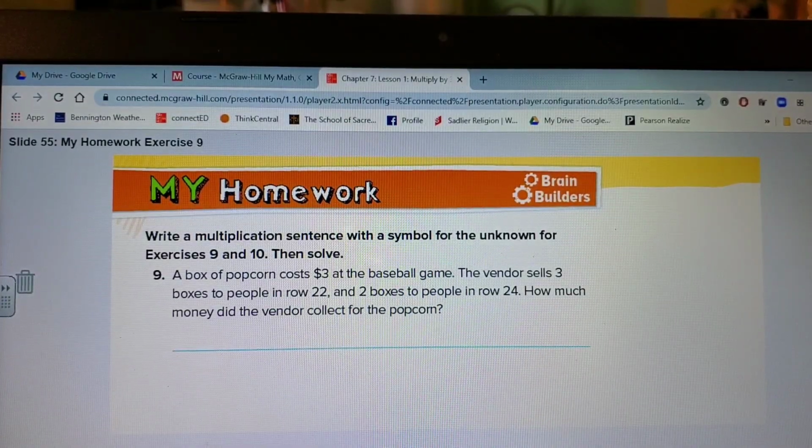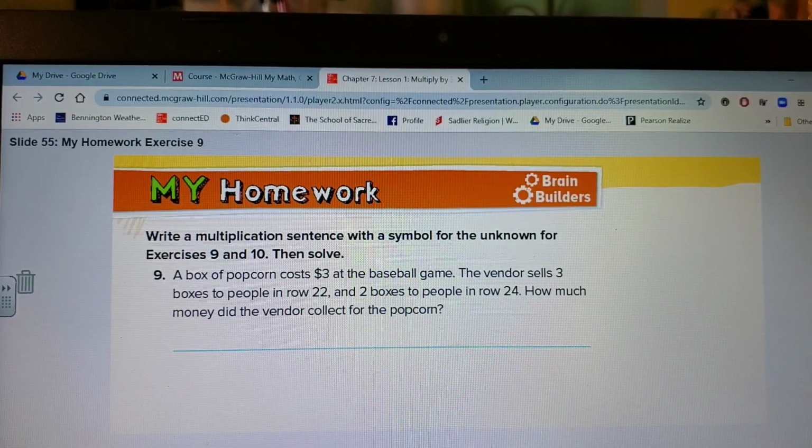Here we have some brain builders, problems to solve, word problems. Sometimes they're tricky. Write a multiplication sentence with a symbol for the unknown for exercises 9 and 10. Then solve. A box of popcorn costs $3 at the baseball game. The vendor sells 3 boxes to people in row 22 and 2 boxes to people in row 24. How much money did the vendor collect for the popcorn?